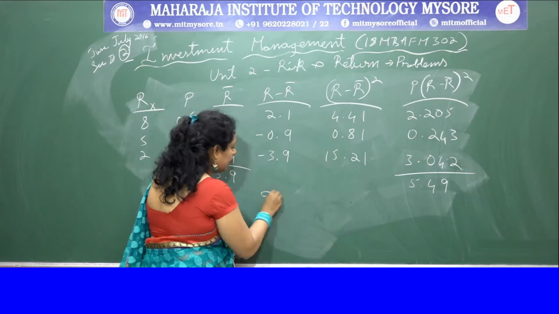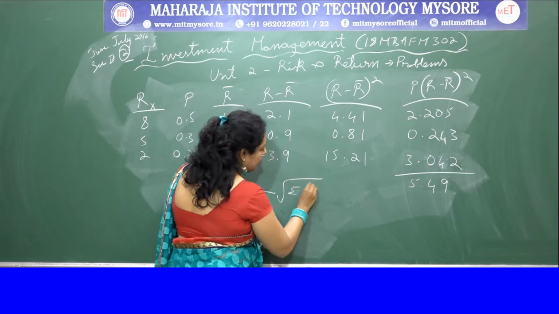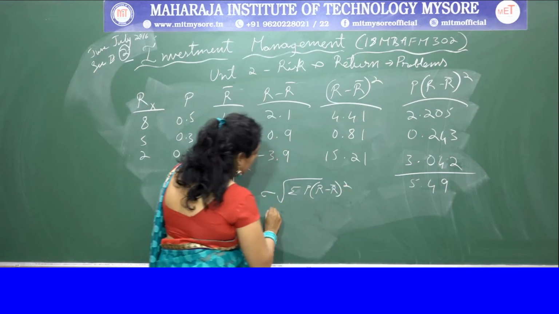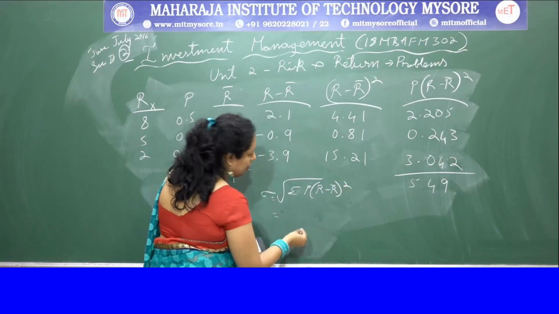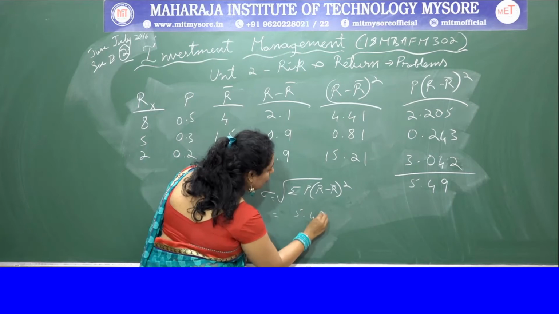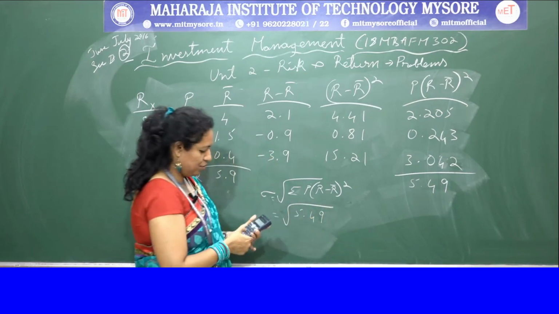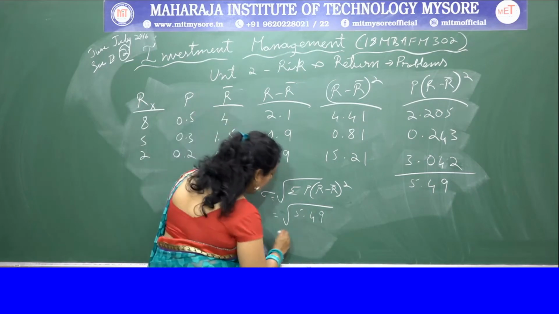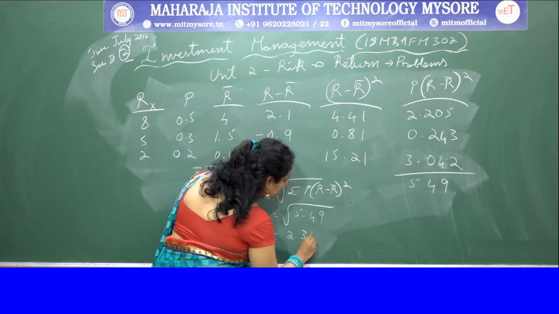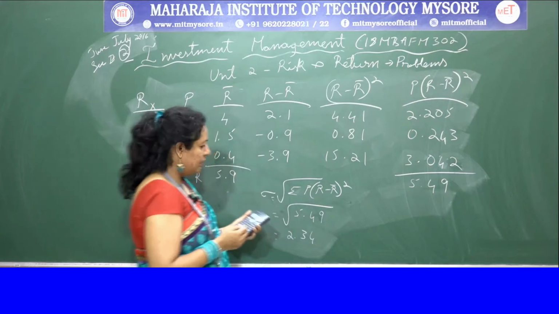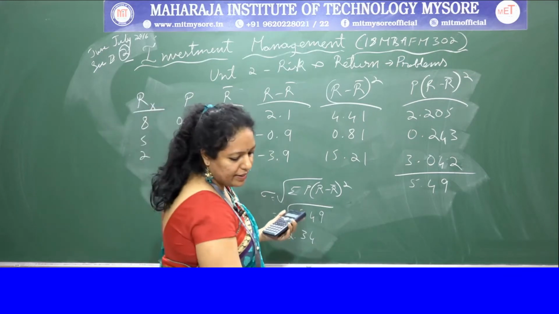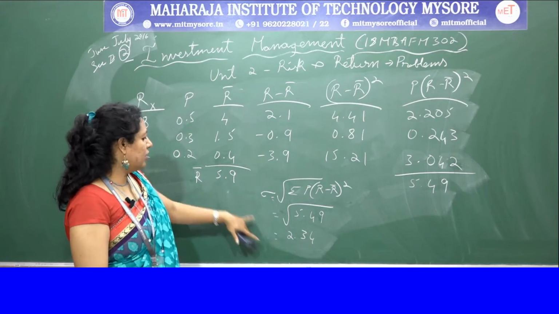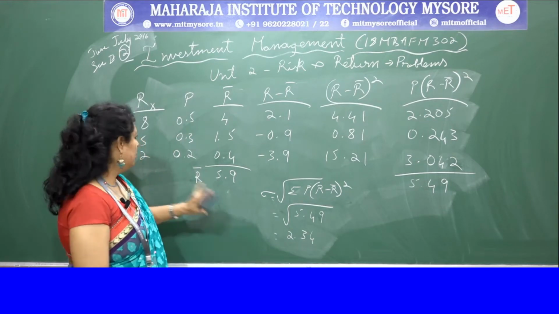5.49. Now the standard deviation formula, as I've said, is the root of the sum of P into (r minus r bar) square. So here I'll write the root of 5.49. So the root of the answer is 2.34. That's the answer. So they've said select the security according to risk and return. The return is also ready and risk is also ready.